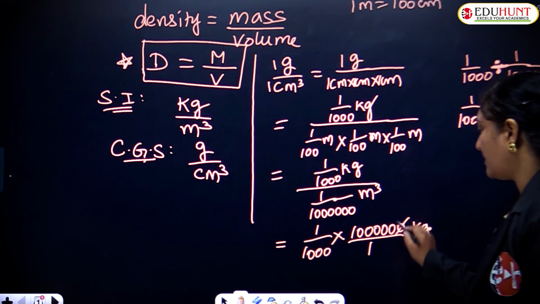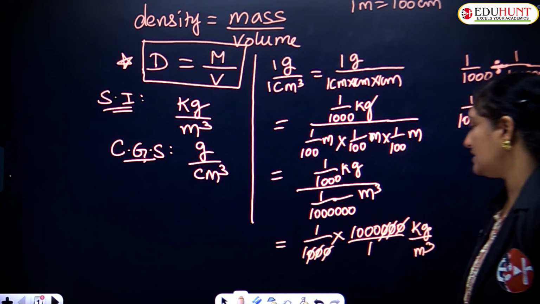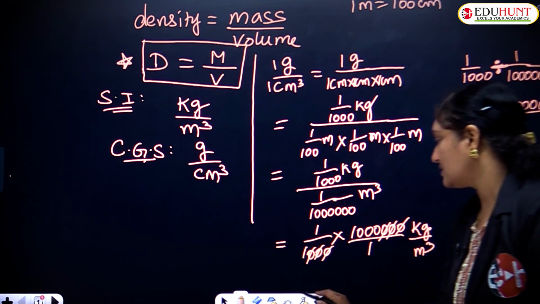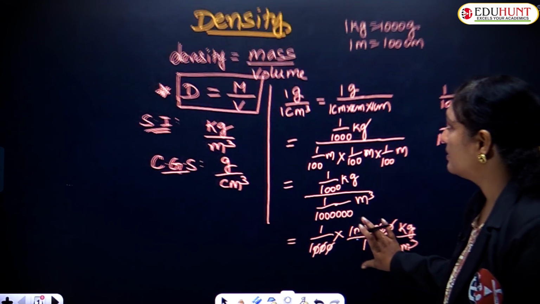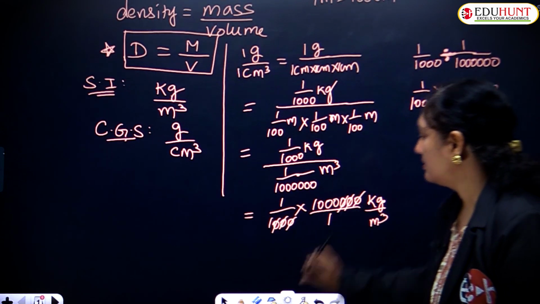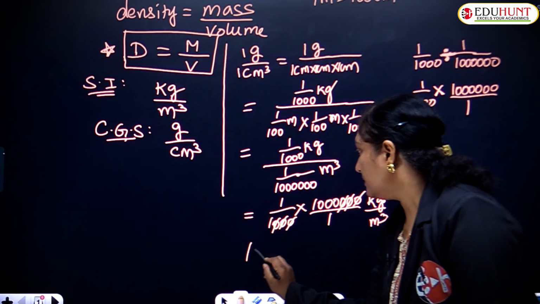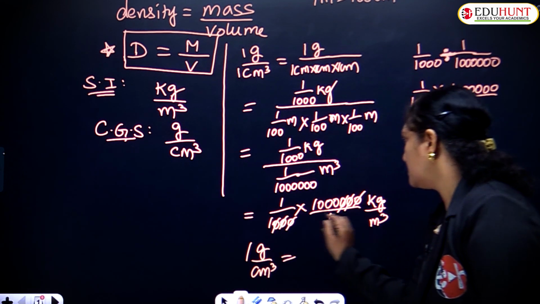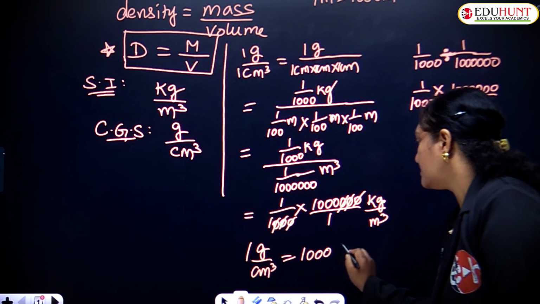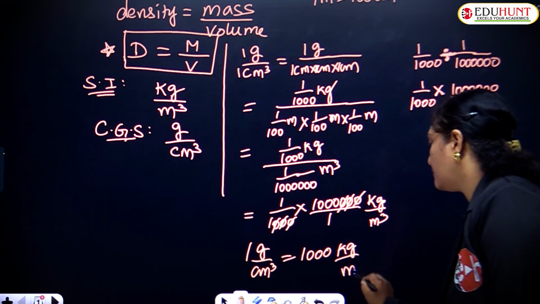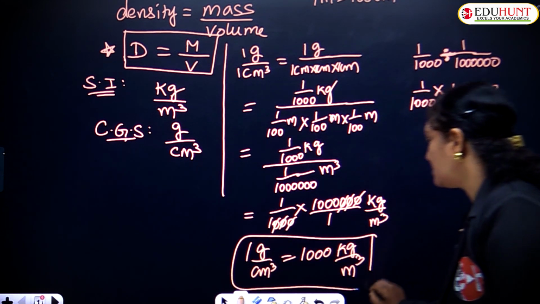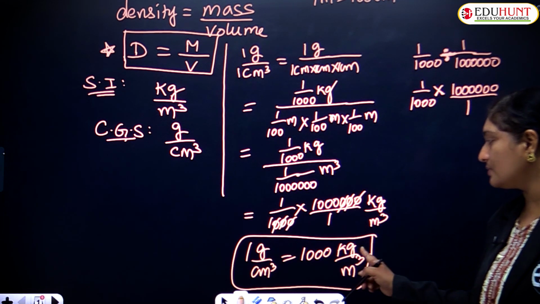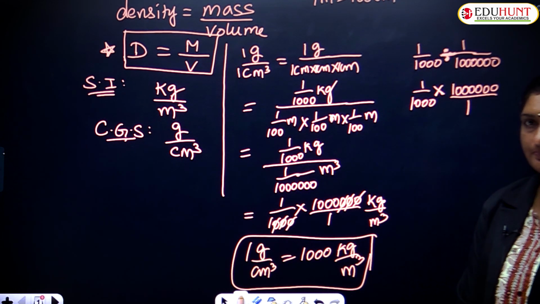Now after simplification, 3 zeros get cancelled. So how many zeros are left over, children? 3 zeros. Hence clearly, 1 gram per centimeter cube is equal to 1000 kg per meter cube. So try to remember this, children. 1 gram per centimeter cube is equal to 1000 kg per meter cube.